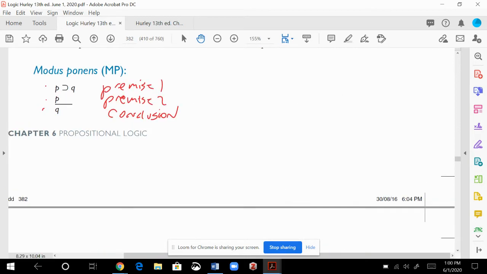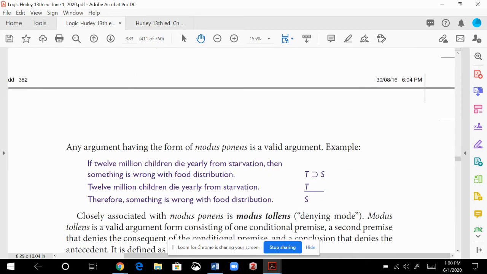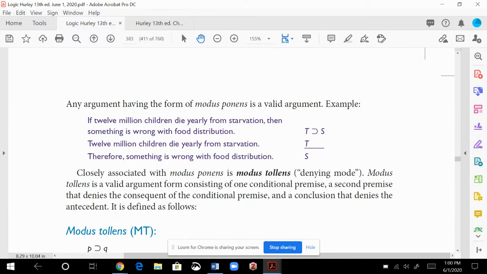Okay, so that's modus ponens. Very straightforward. And then he gives you an example with the English. If 12 million children die yearly from starvation, then... So we know we have triggers that we're looking for: if, then. We represent them with T and S over here to the right. Again, premise 1, premise 2, conclusion. So if T then S, we have T, therefore we have S, and it's an argument.